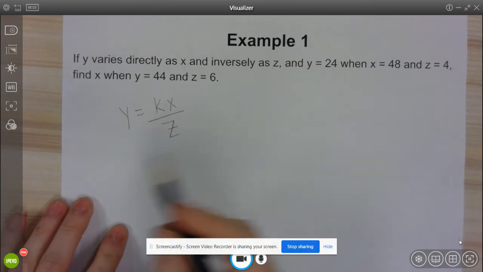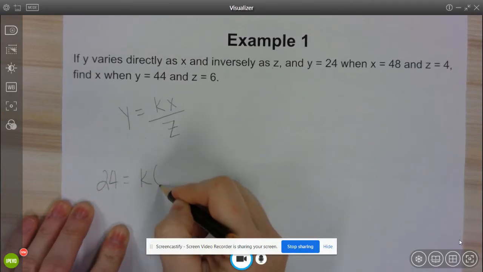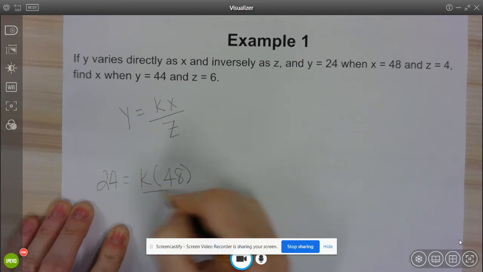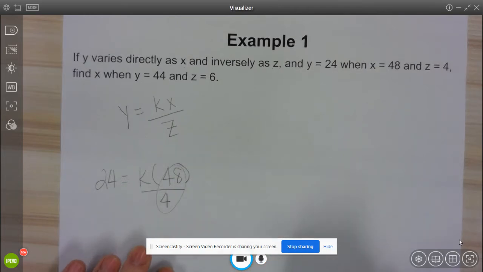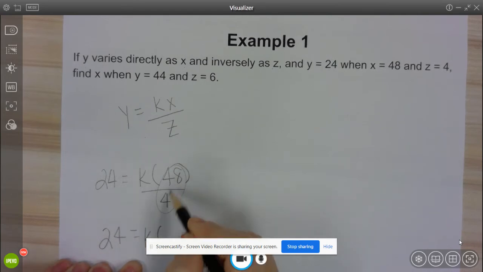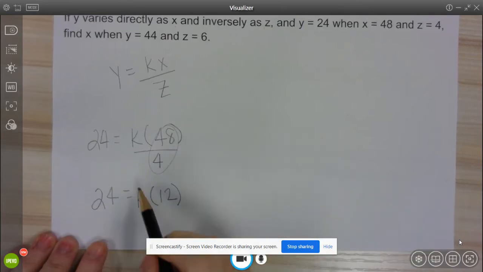So I've got y being 24, x being 48, z being 4. So personally, I would simplify 48 divided by 4 first. So 24 is k times 48 divided by 4 is 12. So in order for 24 to equal something times 12, I know my constant has to be 2.